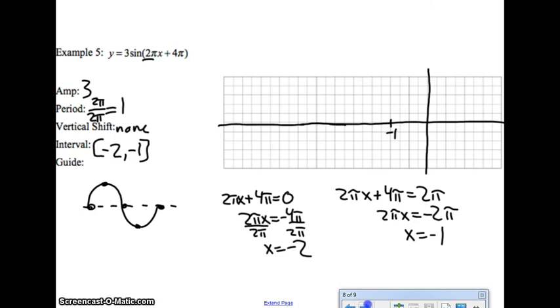So negative 1, negative 2, and so on. For my y-axis, I have to be able to get up to 3, so I'm going to have to count by 1s. For my guide, I know I'm starting at the x-axis, and my interval starts at negative 2 and ends at negative 1. Halfway in between, I'm back at the x-axis, and then up to my max, down to my min. Once we have the pattern, we can continue to draw.